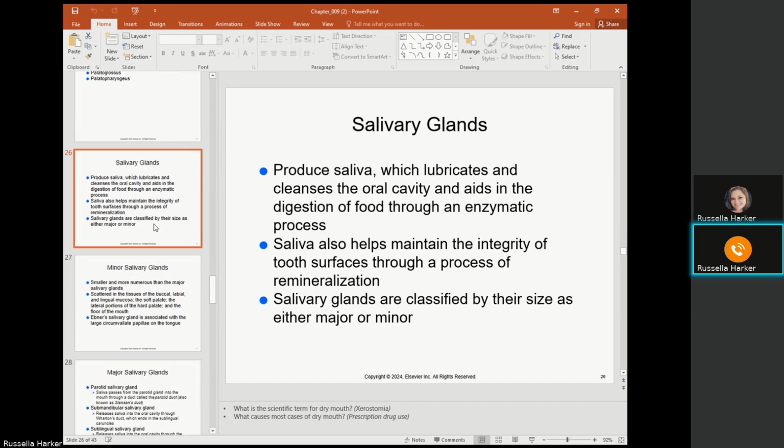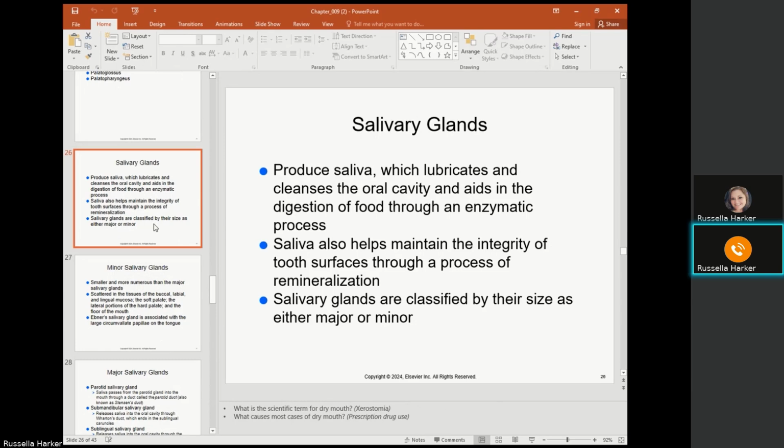Salivary glands are classified by their size as either major or minor salivary glands. So we need those salivary glands so that we don't have dry mouth. Does anybody remember what the term for dry mouth is? It's very important to know that term, and it's called xerostomia. So xerostomia is dry mouth, the technical term.